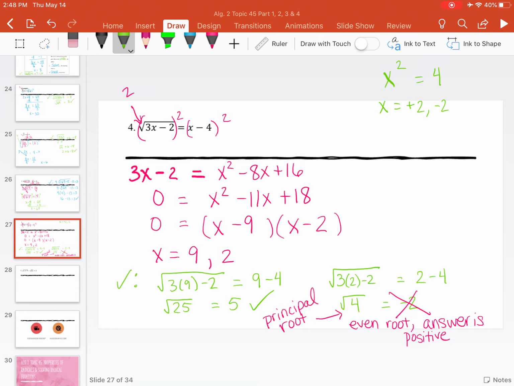However, if we're just simplifying the square root of 4, because we're dealing with the principal root, this answer has to be positive. So this answer of 2 here is extraneous. So our only answer is x equals 9.